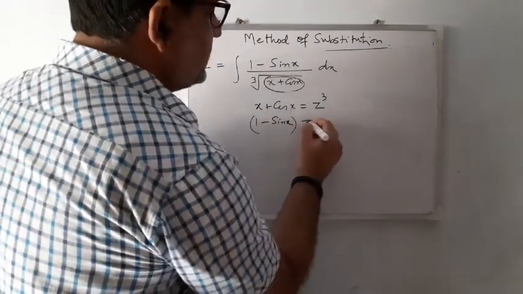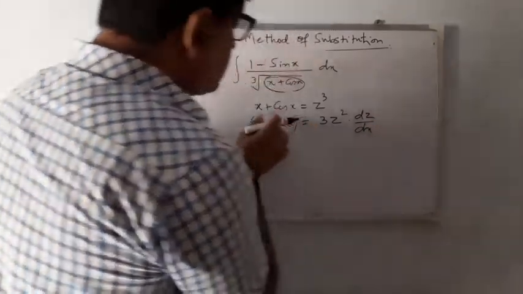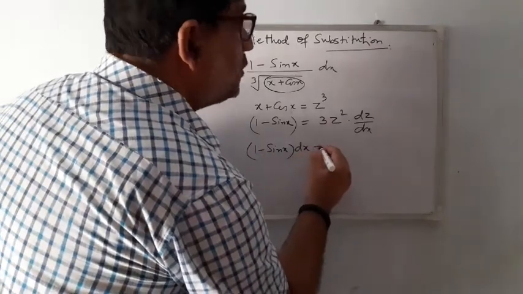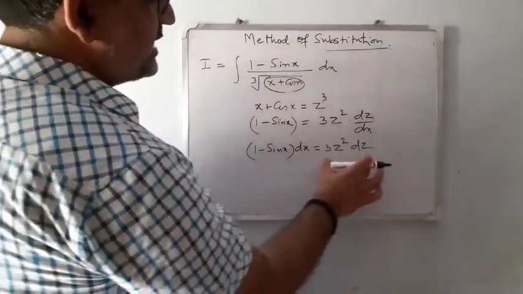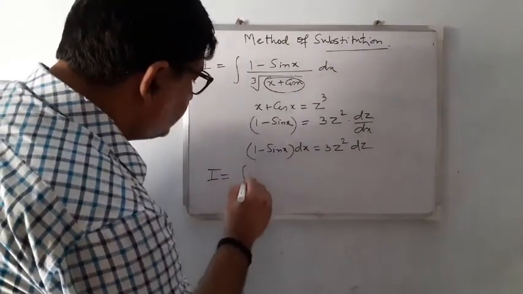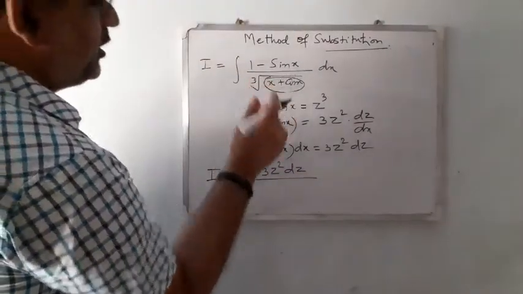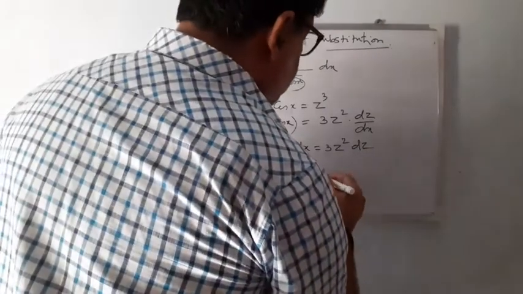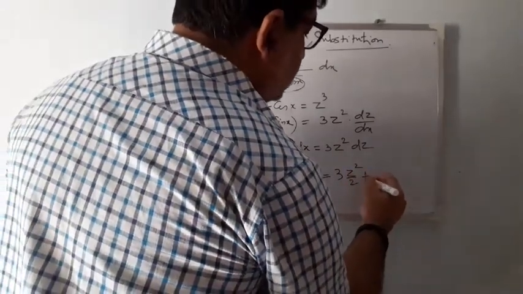So what happens here? 1 minus sin x is equal to 3z square into dz by dx. Now cross multiply, it becomes 1 minus sin x dx is equal to 3z square dz. We can place this value here. So what happens? Integral 3z square dz, and in the denominator we should have z. So this z cancels out with z square. Now this 3 comes out, and the integral of z is z square by 2 and then plus c.